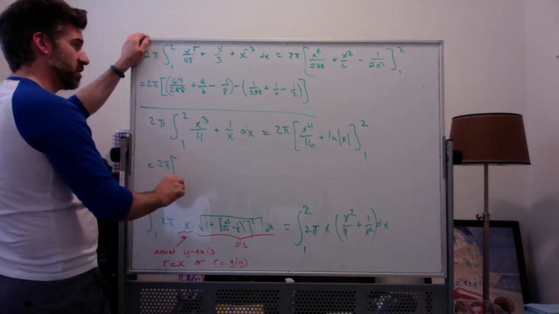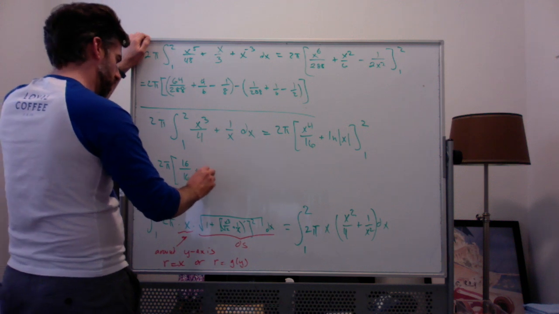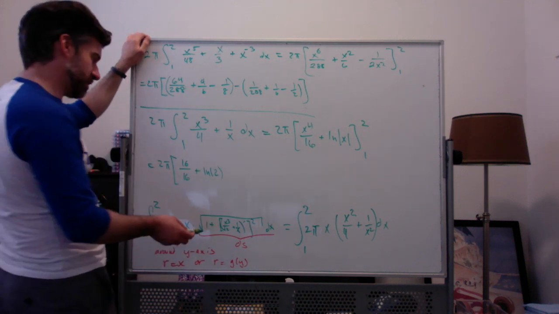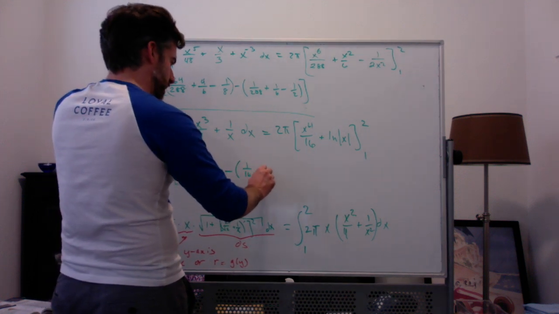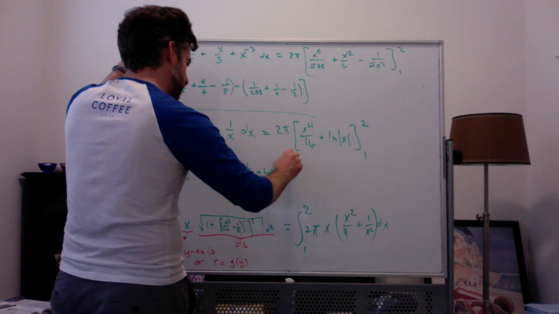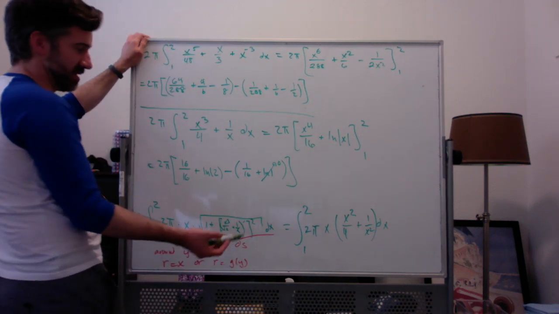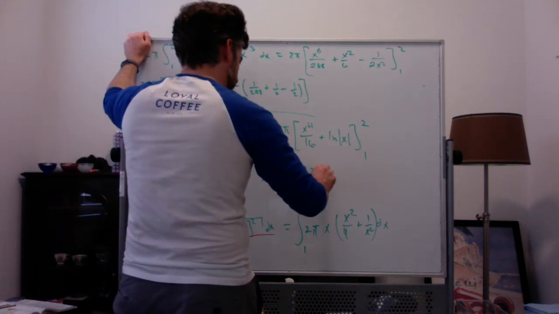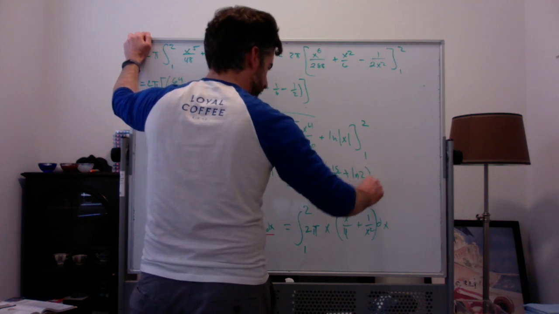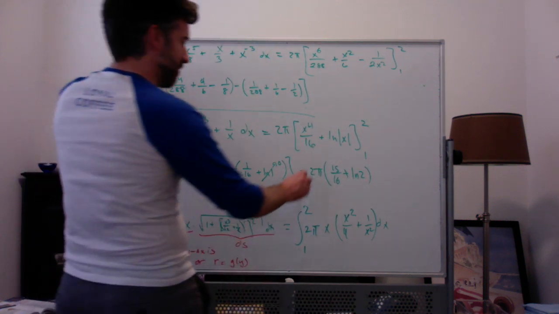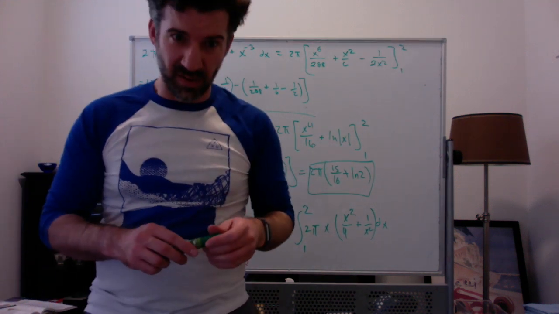2 pi times plug in the 2, I get 2 to the fourth, which is 16 over 16, plus natural log of 2. I don't write the absolute values because I know 2 is positive. Minus, plug in 1, I get 1/16 plus the natural log of 1, which is 0. So I end up getting 2 pi times, 16 sixteenths minus 1/16 is 15 sixteenths, plus the natural log of 2. And I would probably leave it like that. So there is some arc length and surface area. It's kind of gross, I'm not going to lie.